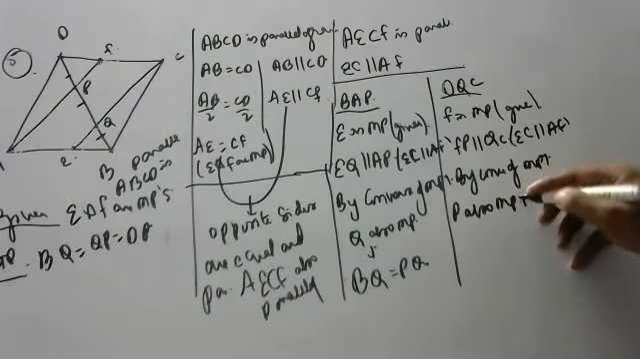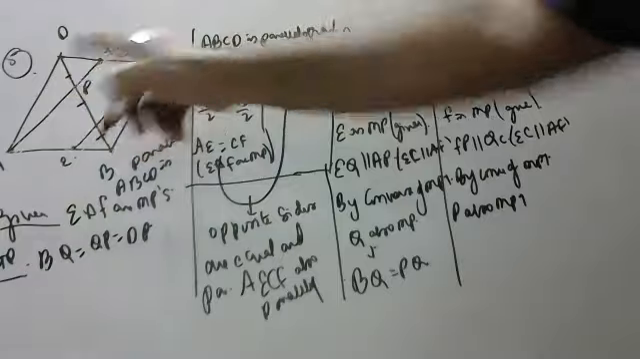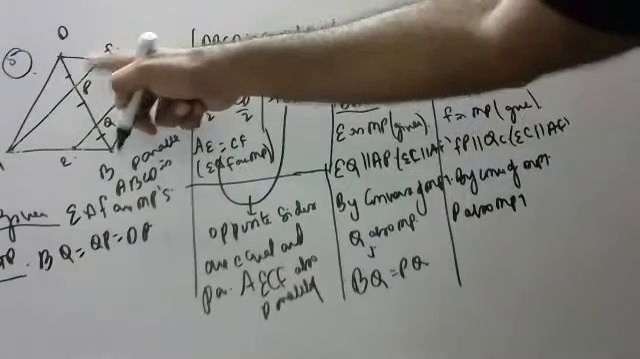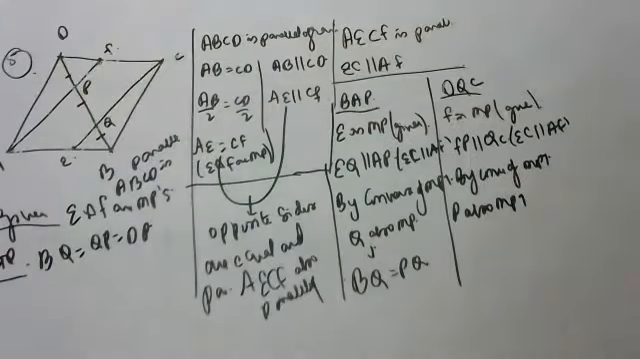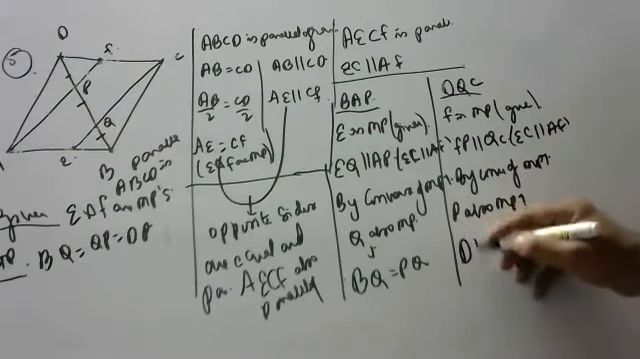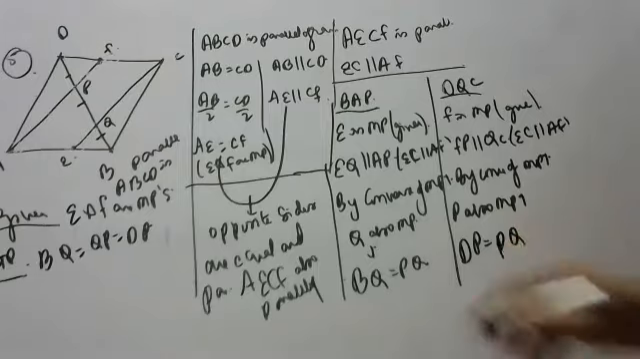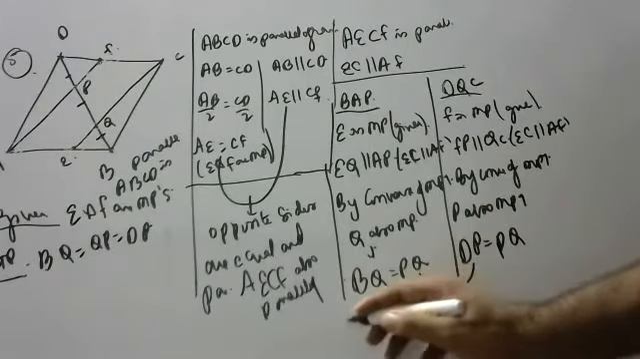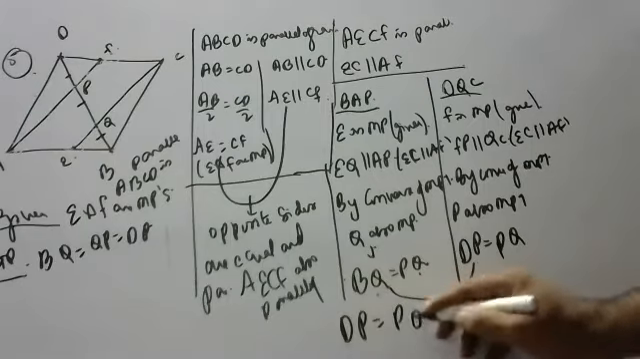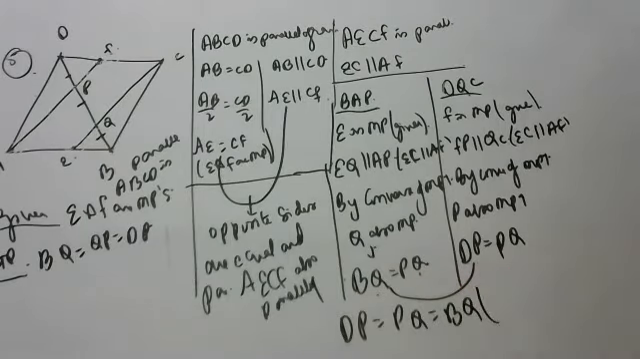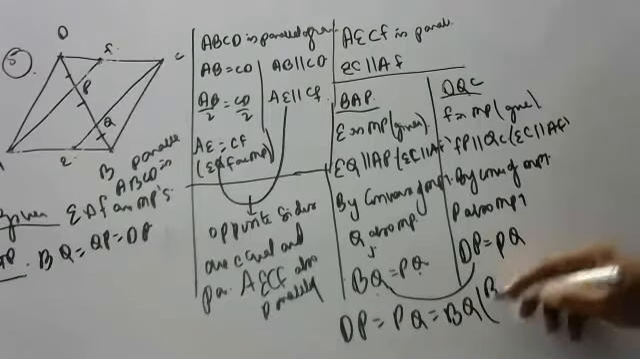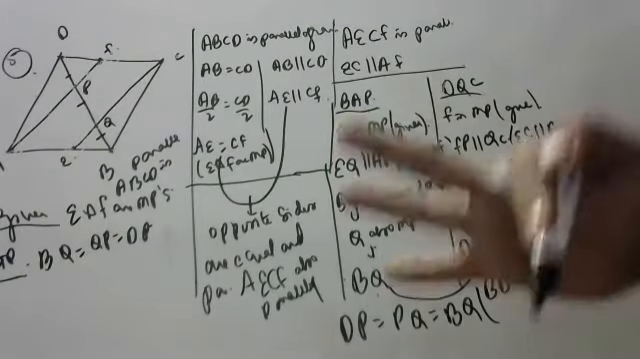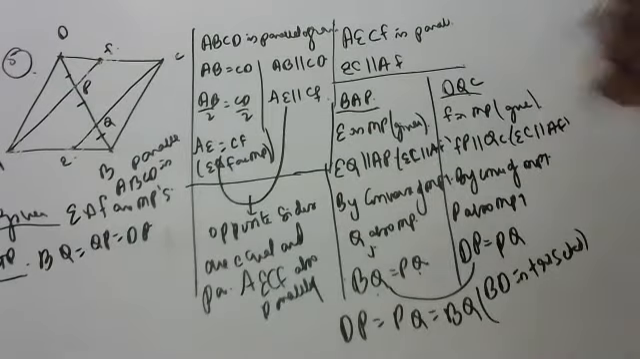Children, those who didn't understand, try to understand. F is the midpoint, these both are parallel, so P is the midpoint. So P is the midpoint means I can say DP is equal to PQ. Now BQ is equal to PQ, DP is equal to PQ. From this both, what can I say? I can say DP is equal to PQ is equal to BQ. Means what? It is trisected. Line BD is trisected. Trisected means divided into 3 equal parts.